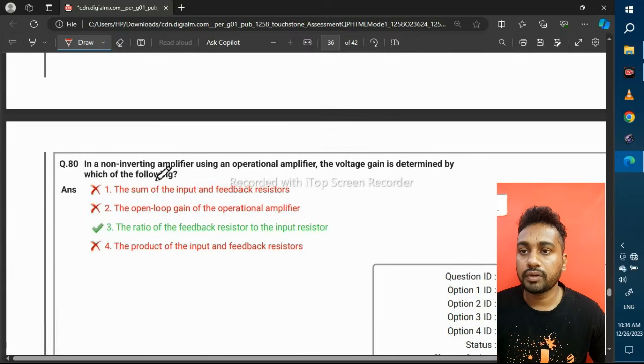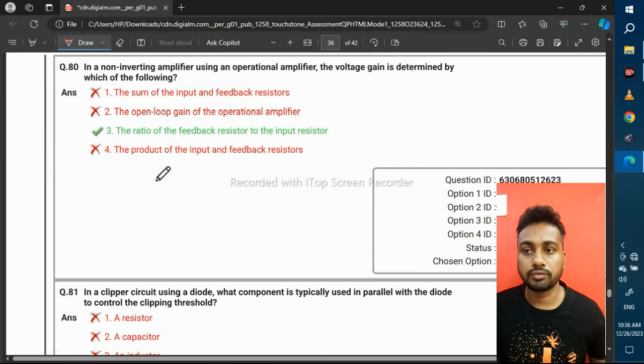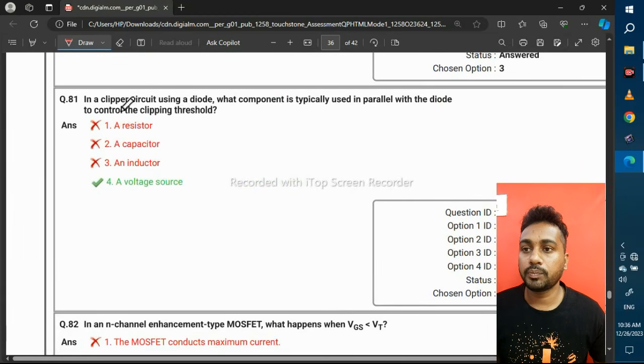In a non-inverting amplifier using an operational amplifier, the voltage gain is determined by the formula. So it will be the ratio of feedback resistance to the input resistance. This is right. In a clipper circuit using a diode, what component is typically used in parallel with the diode to control the clipping threshold?